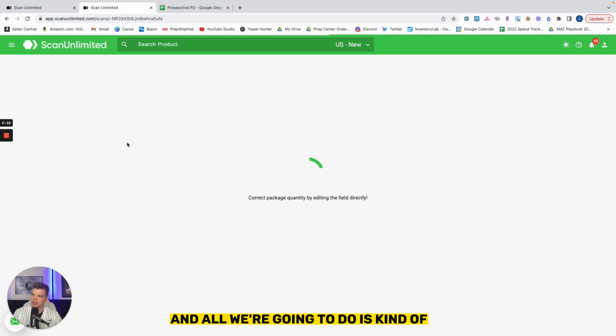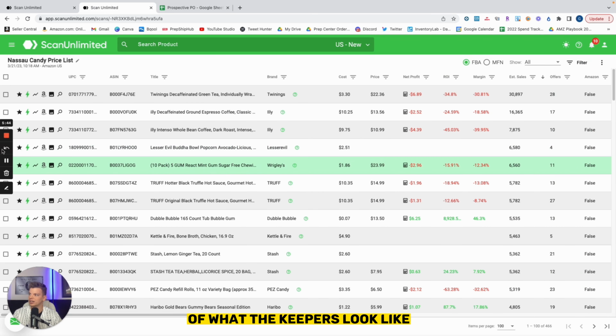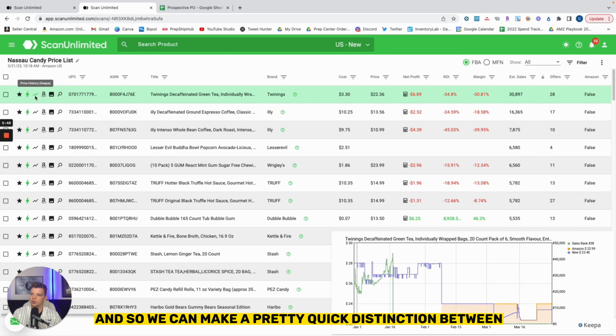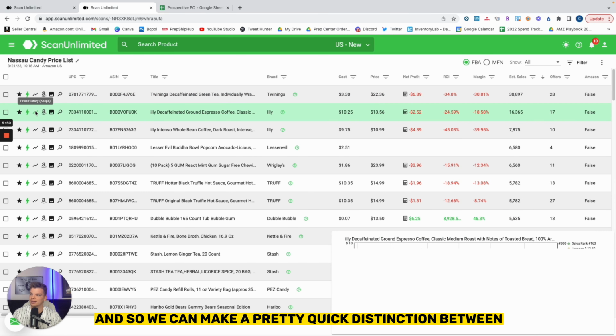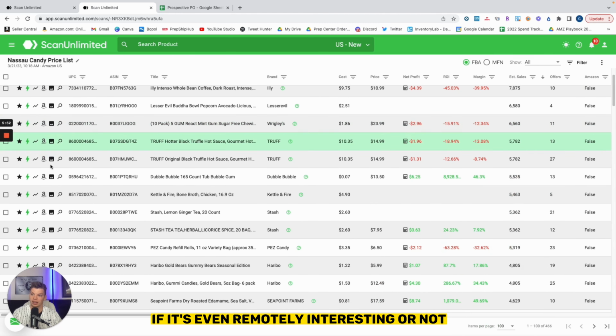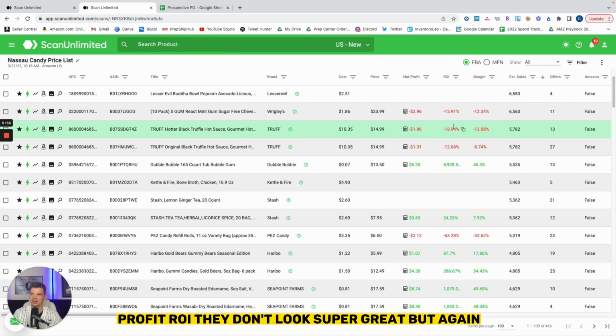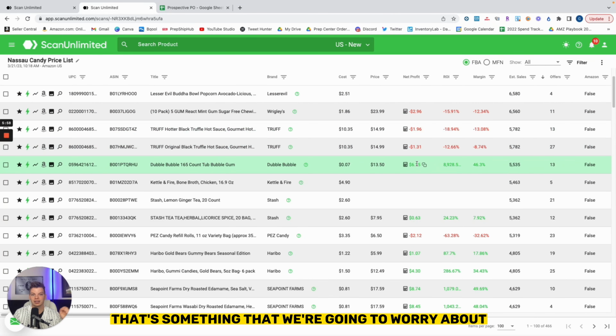All we're going to do is glance at the keepers. We want to qualify products, same as OA. We're going to qualify quickly just to get a sense of what the market looks like. Scan Unlimited gives us a nice overlay of what the keepers look like, so we can make a pretty quick distinction between whether it's even remotely interesting or not. Yes, there's a lot of red here on profit and ROI. They don't look super great. But that's something we'll worry about in the next step of the process.